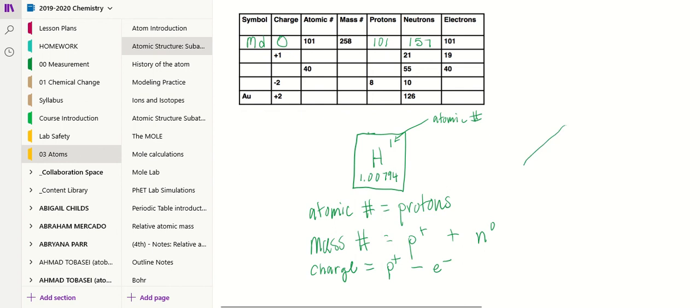Now, this given information here is how you fill out any of these tables that you may see in the future. And you will continue to see these tables for the rest of the school year. So I want you to go ahead and fill out this chart for me.